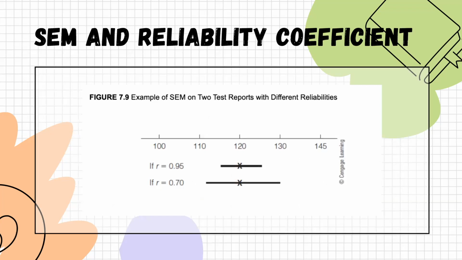The SEM and the reliability coefficient. Here's an example of an SEM on two test reports with different reliability. If the reliability is 0.95, that means you can see with better accuracy what the actual score is. If R is 0.70, there's a larger range where the score might fall.